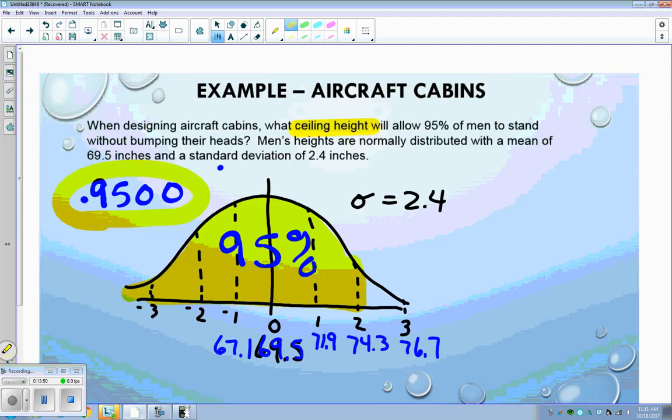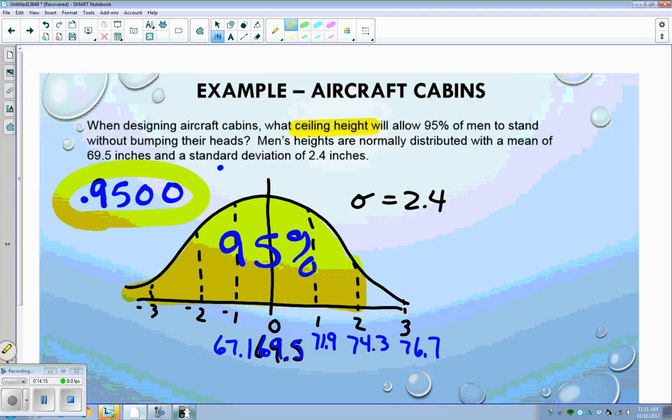Because I have to know exactly where that's going to be. So is that where it's going to be? Is it going to be 2 standard deviations away? We don't know yet. All I did was draw it. I don't really know exactly where it's going to fall. I just sketched. That's what we're going to find out.